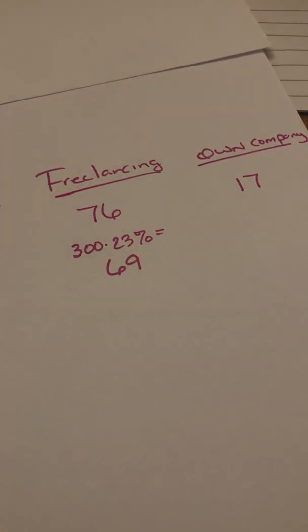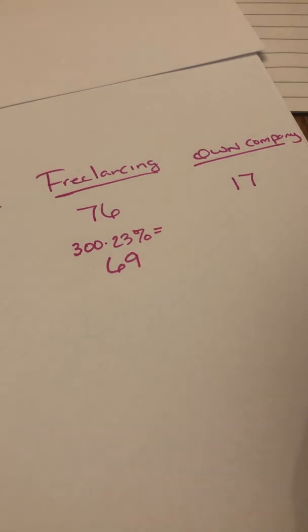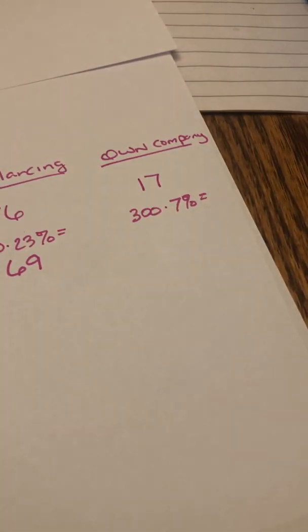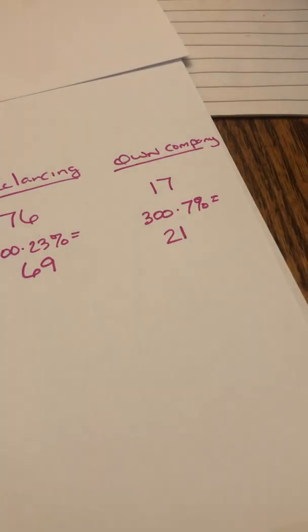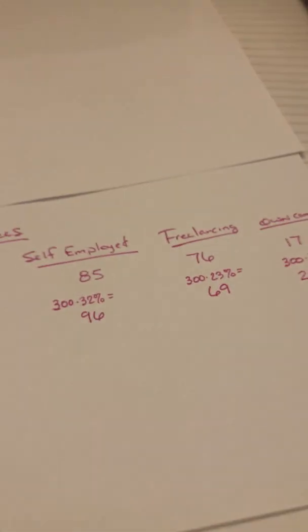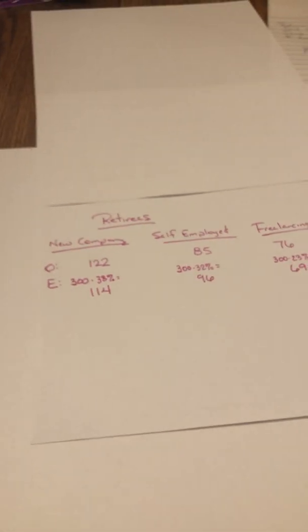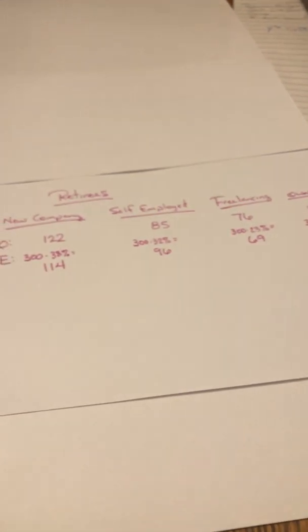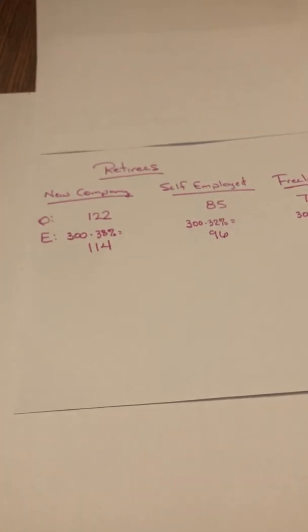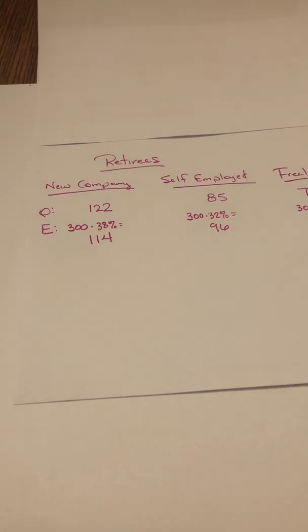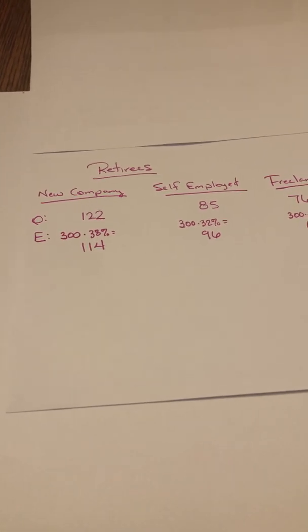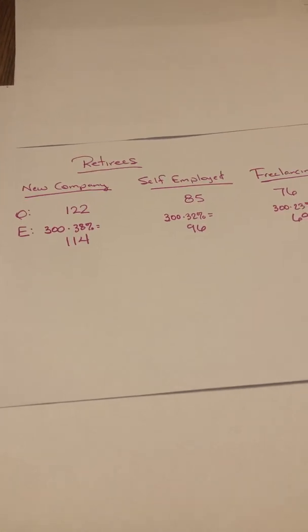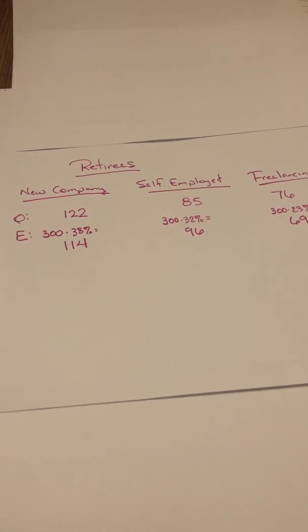69 was my expected value for freelancing. And who should have owned their own company? Well, there were 300 people in our survey and 7% of the national group, leading us to an expected value of 21. So these are called contingency tables. They're really nice for organizing our data. They're going to be very useful as we move forward into working out the test value for our hypothesis test.